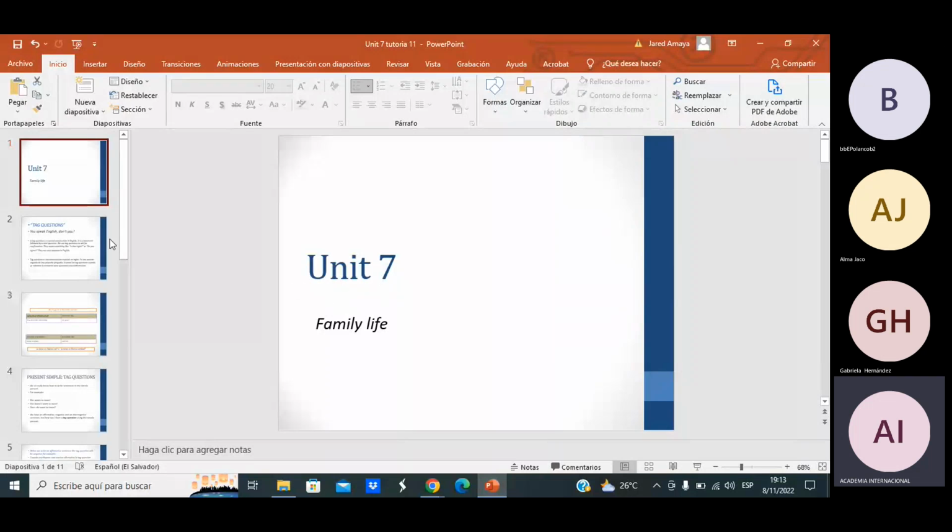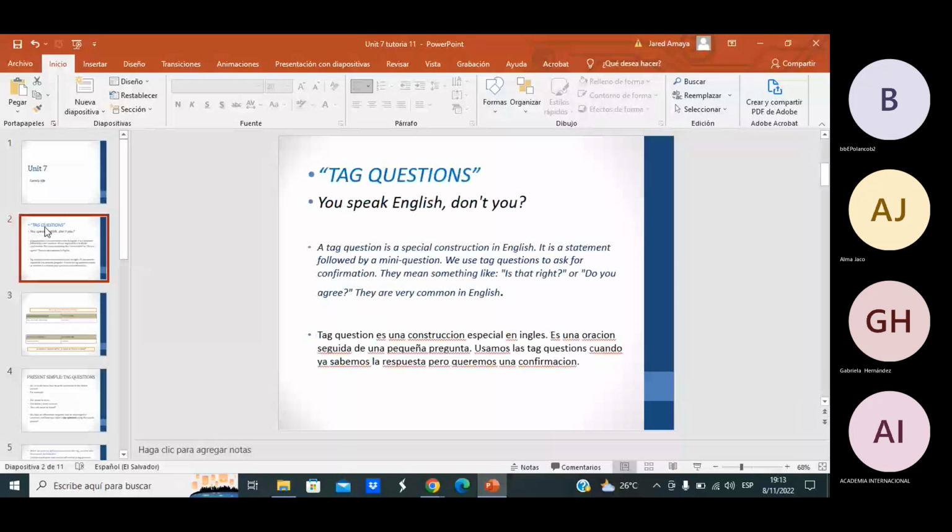Okay. In Unit 7, you are going to find this topic, and it can be a little bit difficult and confusing the first time because it's a little bit weird. We use this structure in Spanish. However, in Spanish, it's totally different. It's easier to use it in Spanish than in English. Why? So in here, we have an example.